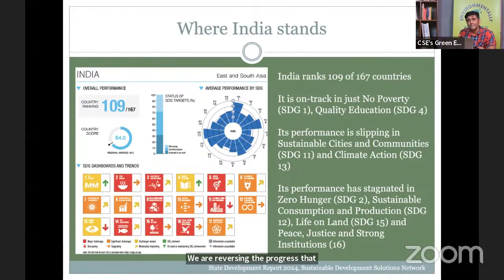And one of the major reasons for it is the rising incidence of extreme weather events, which is basically destroying our cities. We saw that in Wayanad, we saw that in Assam. We are recently seeing it in a lot of cities in Gujarat because of the heavy rainfalls that have happened over there. So whatever we have built is being brought down to rubble. So it's like we are starting again from zero over there. So this is where India stands right now.